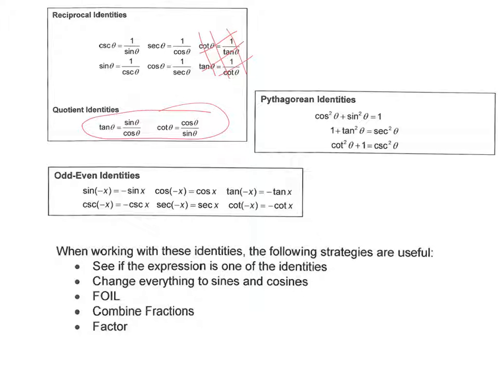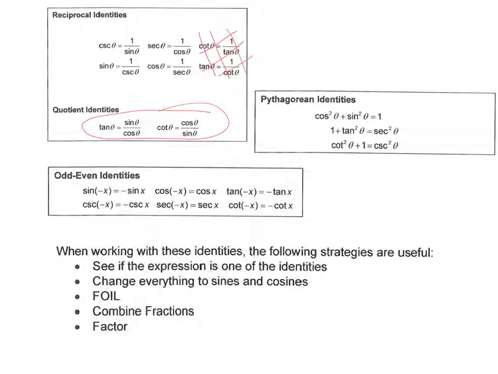The Pythagorean identities, there are three of those: cosine squared plus sine squared equals 1, and so on. And then the odd even identities tell you what to do if you have the trig function of a negative angle. When we're working with these identities, the following strategies are useful.